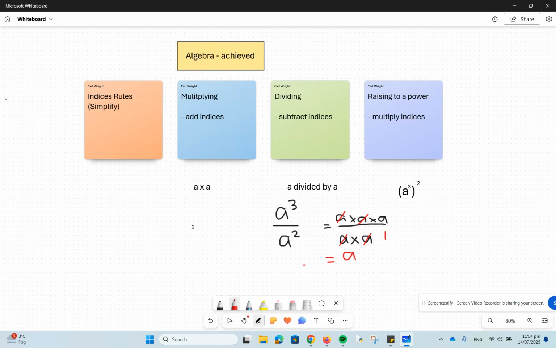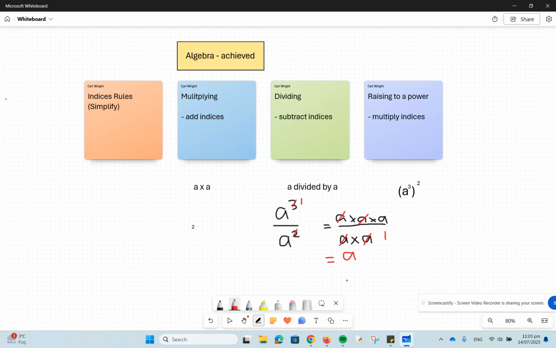Now, did that work out to the same thing with subtracting the indices? Let's have a look. 3 times 2 leaves us with, so if I take away the 2 on the bottom from the 2 on the top, I'm left with 1a on the top. So what's our answer? It's exactly the same, isn't it? 1 on the top, a to the power of 1, yep.